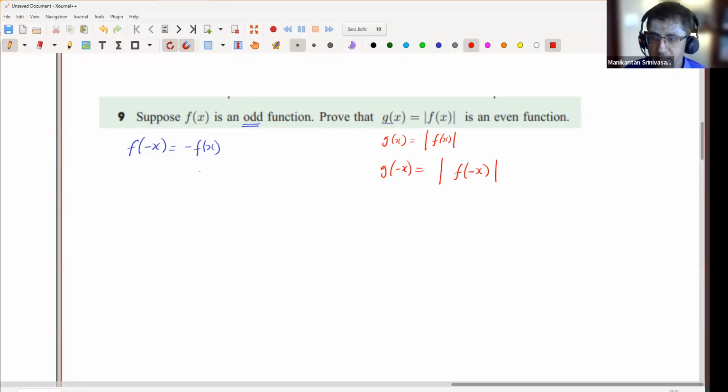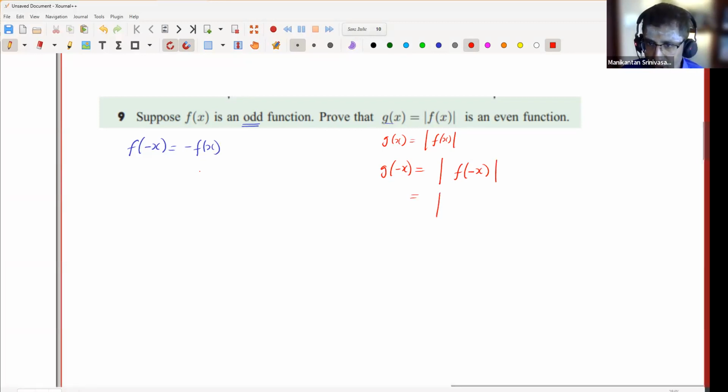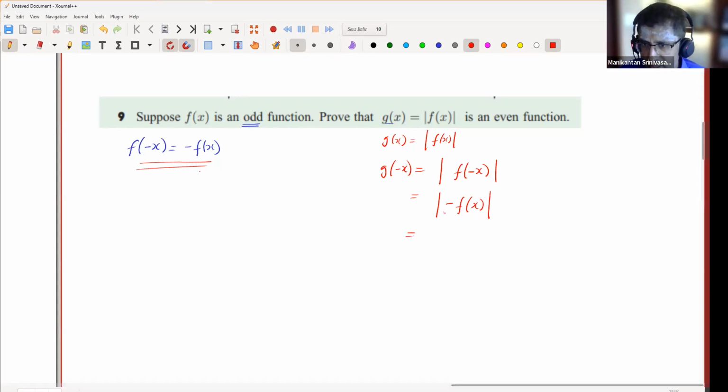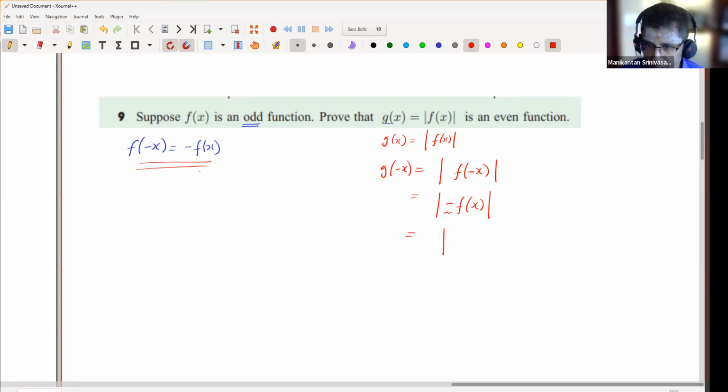Wherever x comes, I'm replacing it with minus x, which is mod of minus of f of x. Because we know that f is odd, therefore it's minus of f. Now whether the minus sign sits here or not does not matter, because anyway it's absolute value. Now f of x could be positive, f of x could be negative, doesn't matter. But ultimately the negative sign here does not matter when you take the absolute sign.